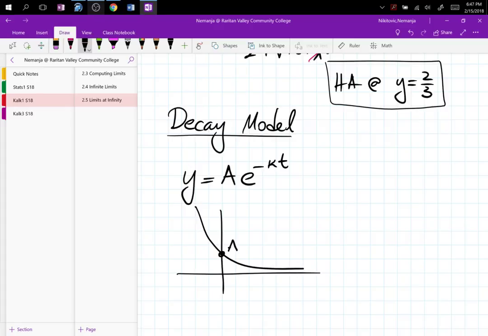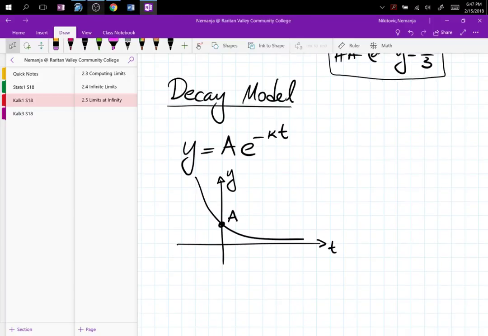And this is your initial amount A. This is your amount of everything Y. And this is the time scale. So what you know here is that if you look at the limit and you let time go to infinity of your function A e to the negative kt, you see that you get 0.